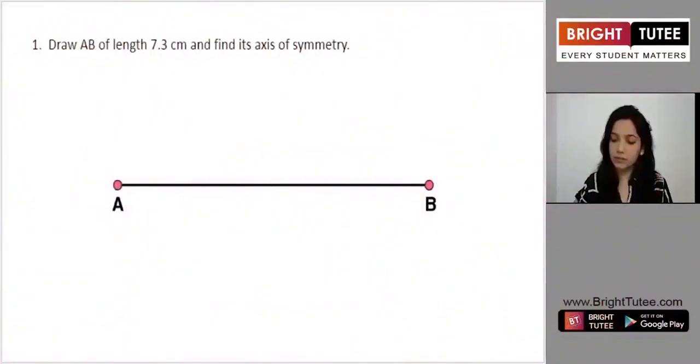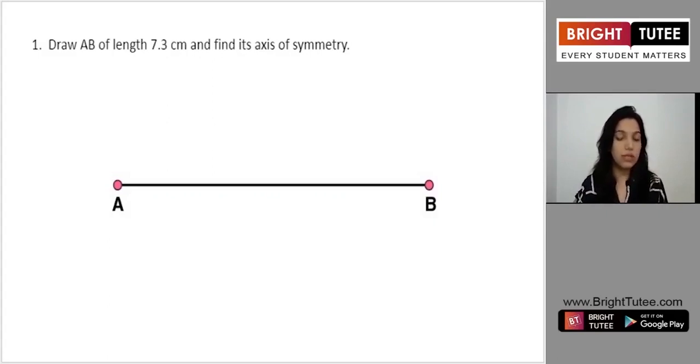Now let us see another question. It says, draw AB of length 7.3 centimeters and find its axis of symmetry. I hope you remember your lesson of symmetry. What is symmetry? Symmetry is when you see two objects exactly similar to each other, right?